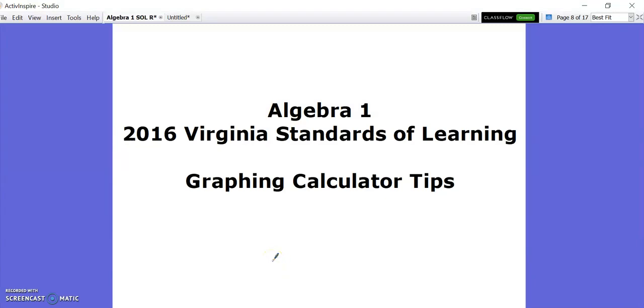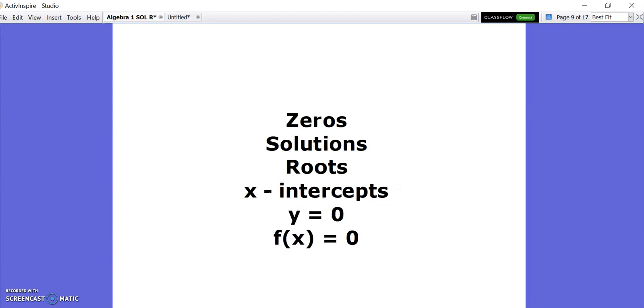In this video, I'm going to show you some calculator tips on how to find zeros using a TI-84 graphing calculator. This will work on most TI graphing calculators. Before we actually try and find zeros, we're going to have to talk about what zeros actually are. There's multiple ways that a problem can ask for the zeros. Zeros mean the same thing as finding the roots.